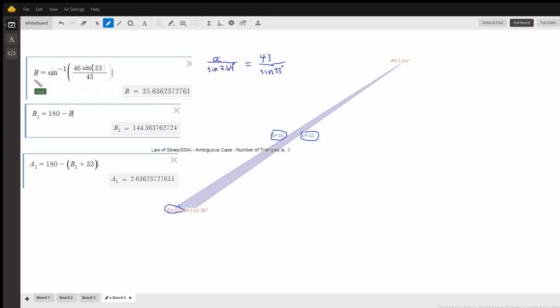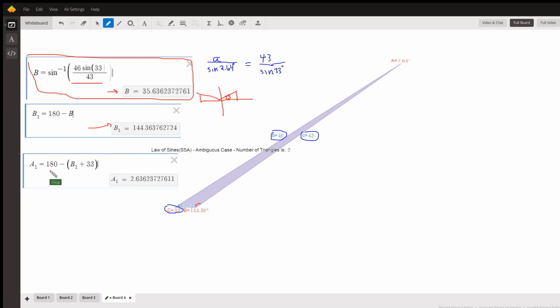The key here is this is from the previous board. Angle B, the inverse sine gives you the acute angle. But there's another angle between 0 and 180 that has a sine equal to this number. And that's 180 minus B. In other words, think of the unit circle. We've got sine of 35 degrees, and we've got another angle over here that has the exact same sine. So 180 minus B gives us the second possibility for B, which is this angle right here. And that's where you get an obtuse triangle.